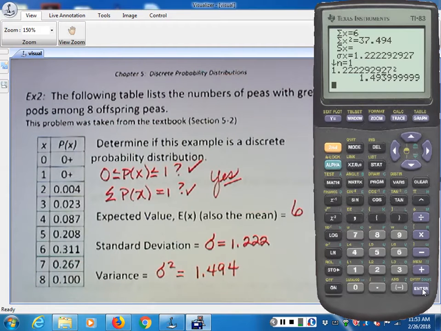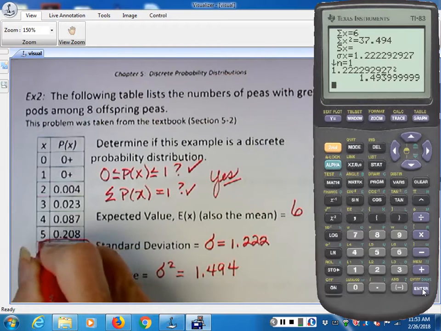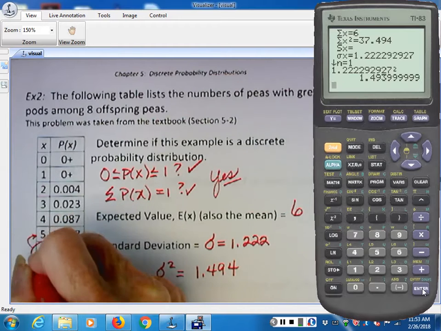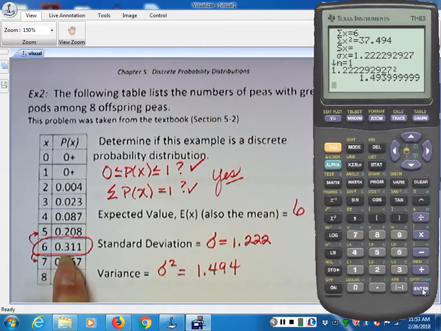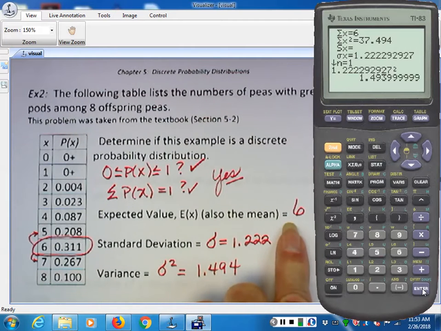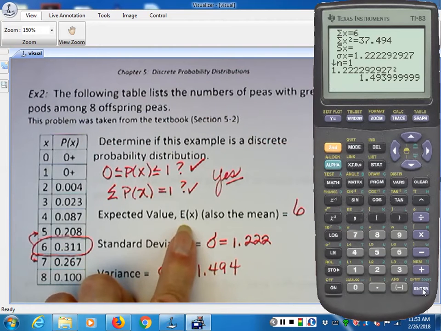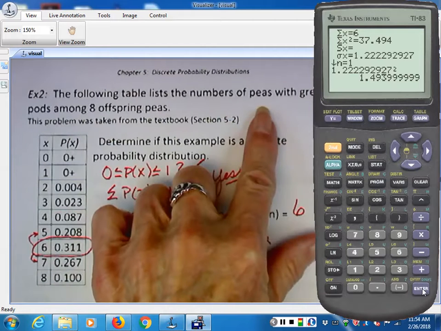6. Followed very closely by 5 and 7. So if you were guessing, looking at that table, how many were likely in the next group of 8 to be green, you'd say, well, probably 6. And that turns out to be the value of the expected value, or the mean. So that's why this is called E of X, or the expectation. This is the expected value of the X's, and X represents the number of peas with green pods.